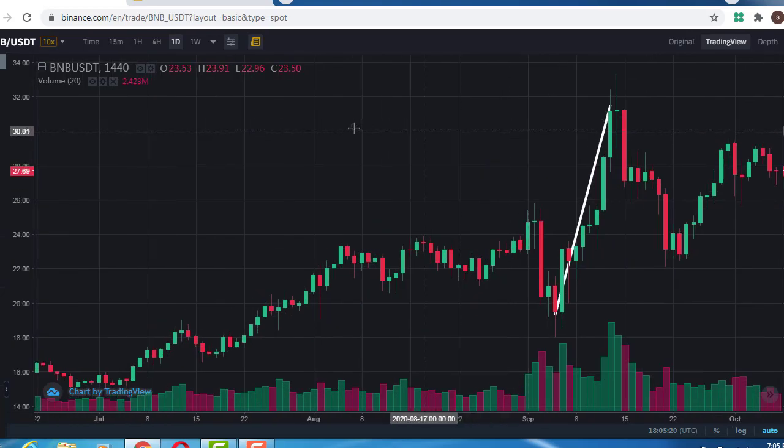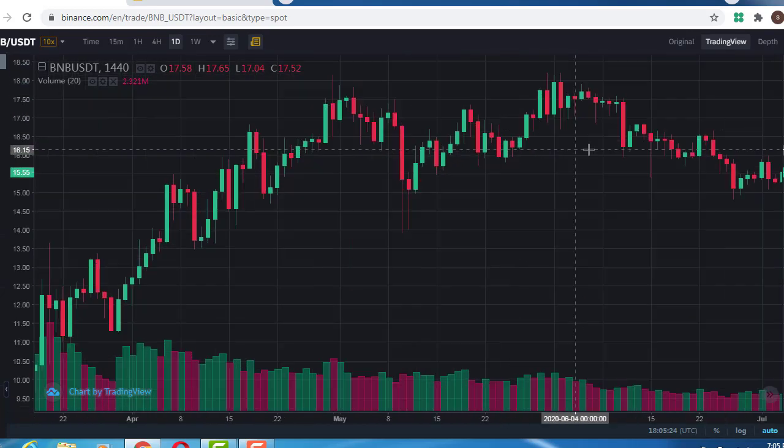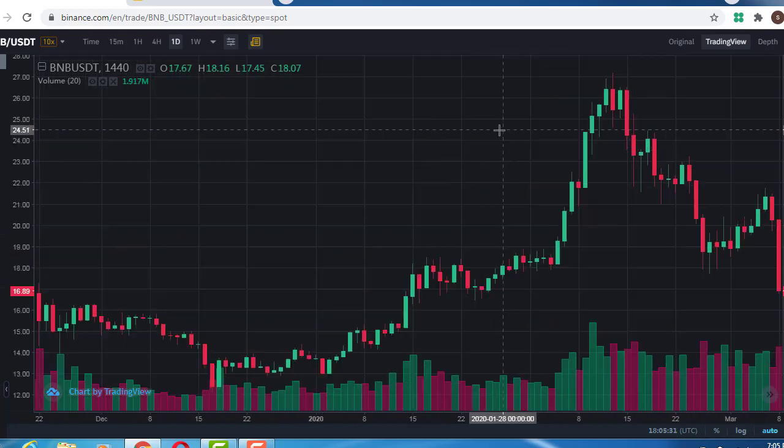There are a series of examples on this very pair. Like I said, this strategy works very well on altcoins.